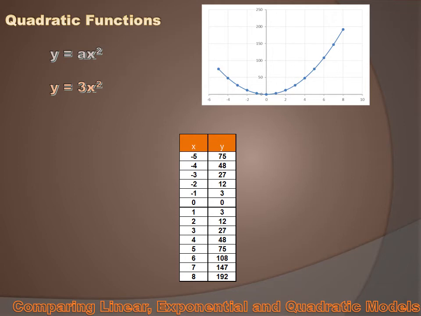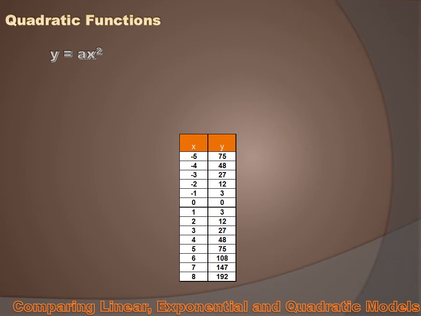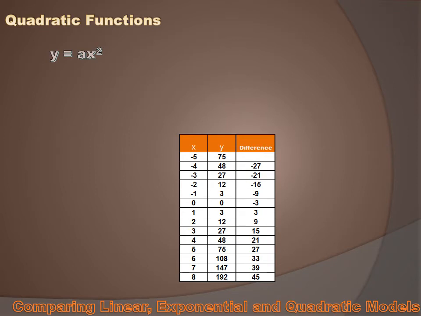Well, what if we couldn't see the graph? And what if we couldn't see the equation? What if we only had the data in the table and were asked to figure out what type of function was shown and what equation represented that function? Could we figure it out? Well, we'd first want to start by finding out what changes in y we got for a change of 1 in x. We'd want to figure out what our differences in y's were.